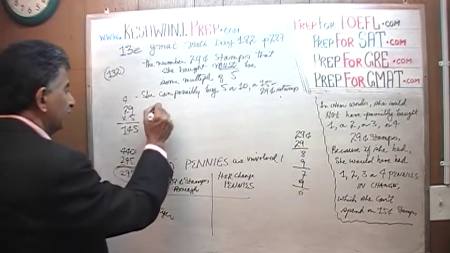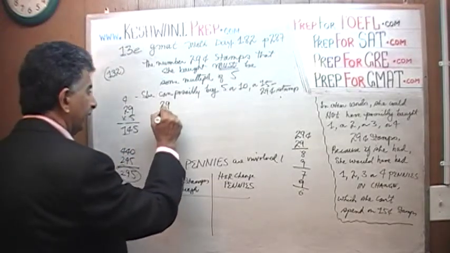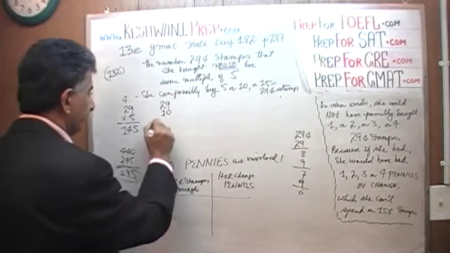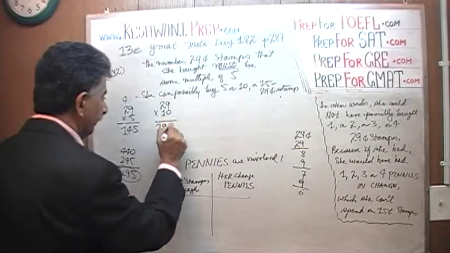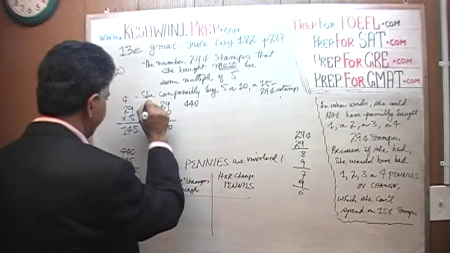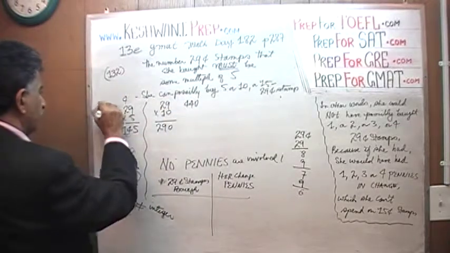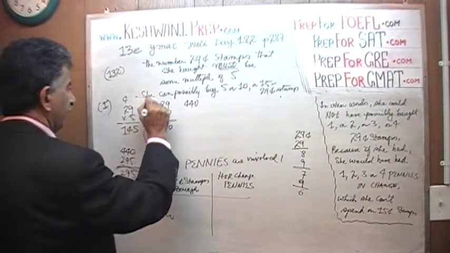Could she have bought 10 29-cent stamps? Let's find out. That's $2.90. She had a total of $4.40. So this scenario was not possible. That's for scenario number 1. It is not possible. Let's look at scenario number 2.